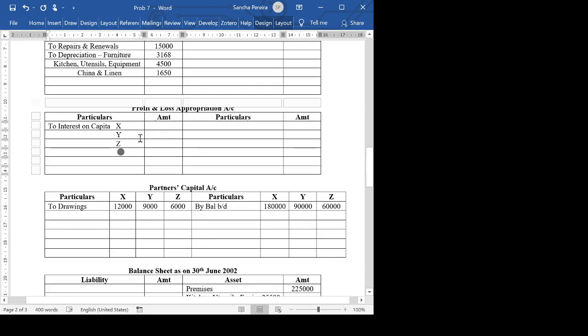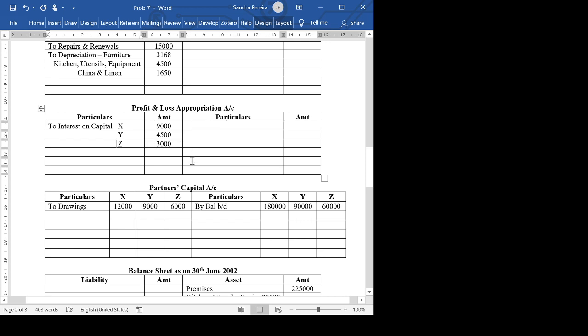5% of 1,80,000 is 1,80,000 into 5 divided by 100, which comes to 9,000. 5% of 90,000 is 4,500. And 5% of 60,000 is 3,000. This is the interest on capital that has been provided. It is an expense to the business and an income to the partners.